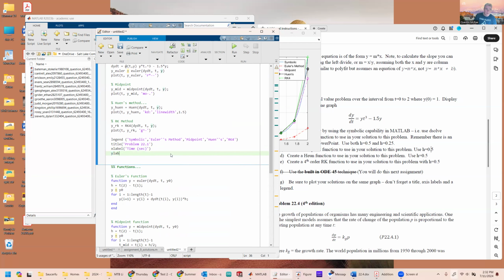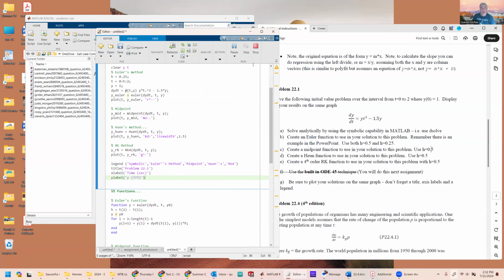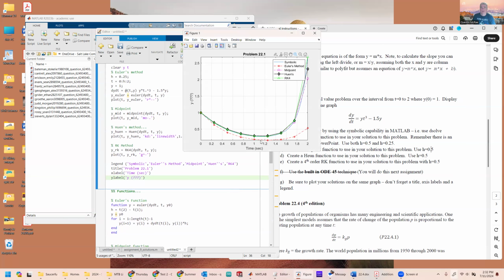And the y label is y. Actually, do we know what this is? It's just some y, so I'm going to own it right there. Run that. And we have our problem. That's it. Okay, if I can figure out how to stop recording, we're good to go.